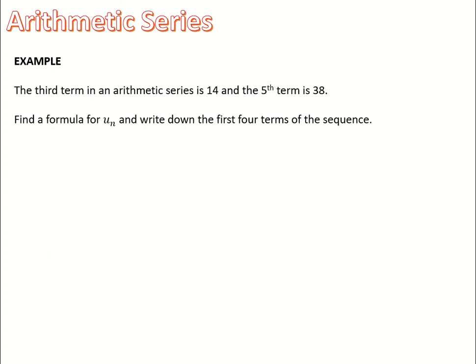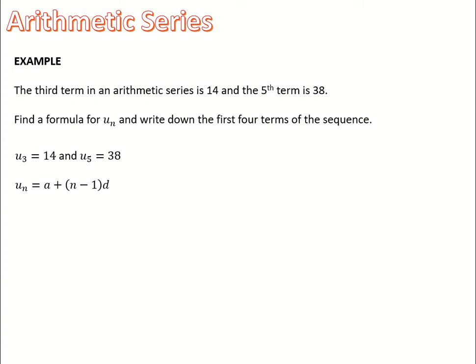All right, another question. The third term in an arithmetic sequence is 14, and the 5th term is 38. Find a formula for un and write down the first 4 terms of the sequence. So U3, the 3rd term, is 14, the 5th term is 38. Because it's an arithmetic sequence, we know it's going up by a constant amount. If this is U3 and this is U5, you can hopefully see the difference between them is 24. Half of that difference is 12, so the 4th term must be 26.